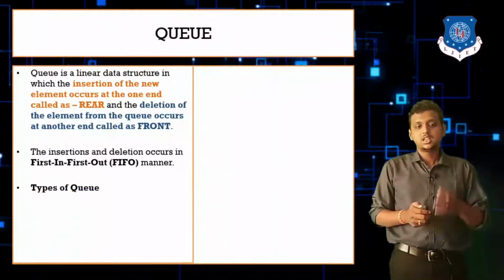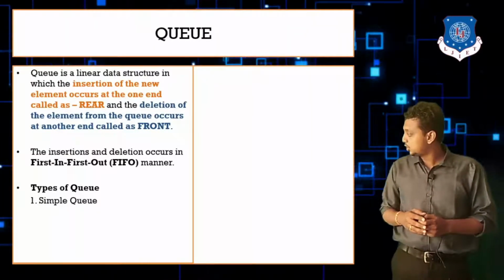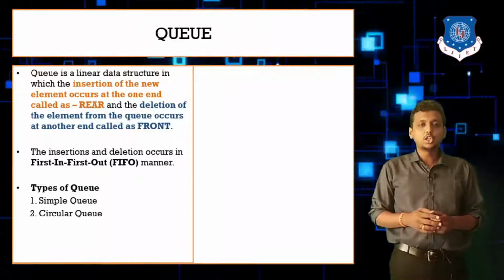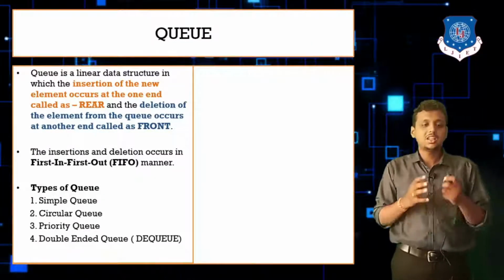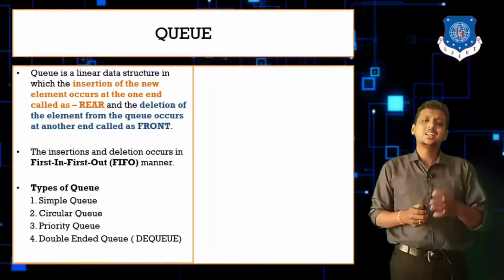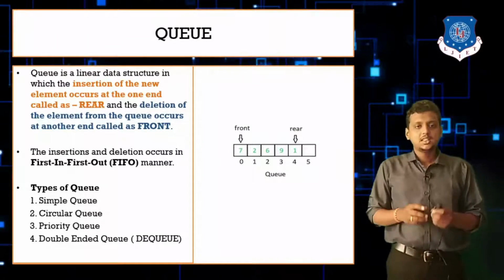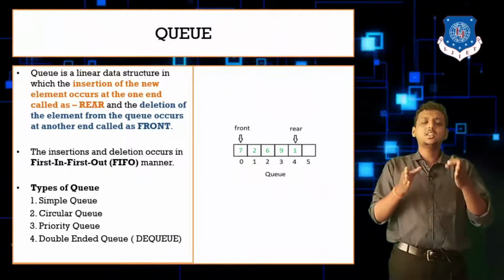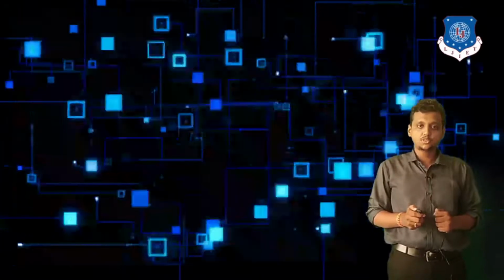Here are some types of queue, students. Number 1 is a simple queue, number 2 is a circular queue, and number 3 is a priority queue. Number 4, the last one, is a double-ended queue, which is also known as dequeue. Here in this figure, students, you can see that the front and rear pointers are both there. Now let's move to the next point.